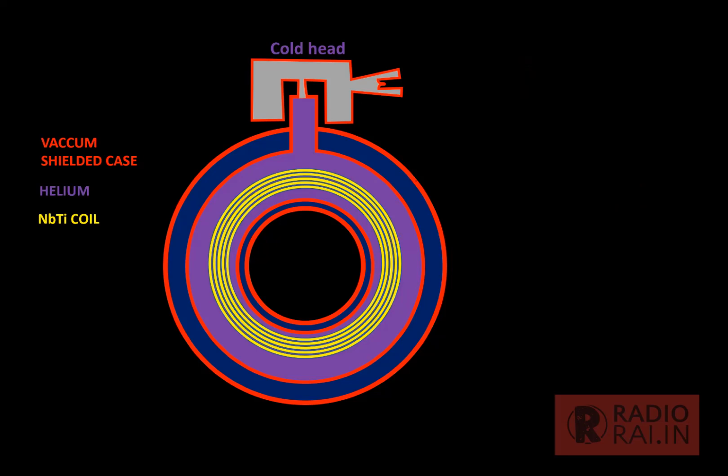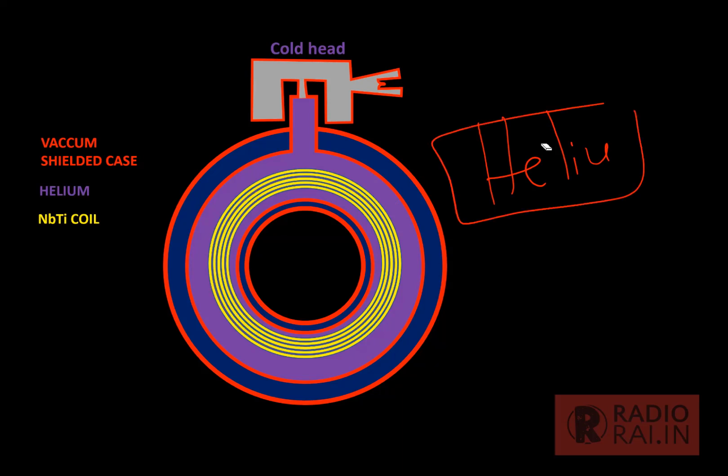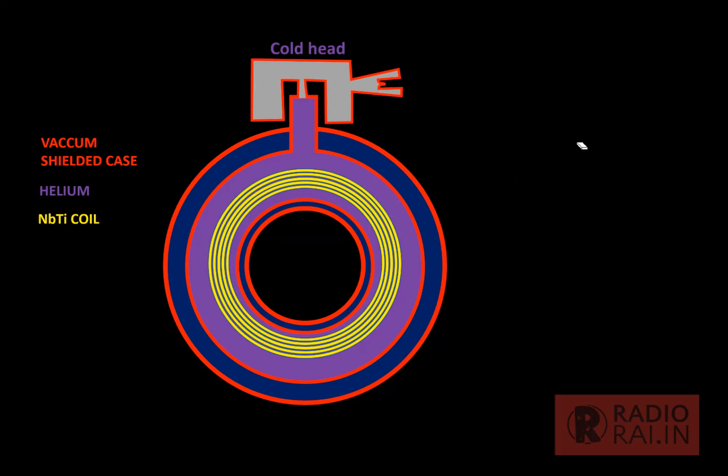Now, how will we stop this helium from getting vaporized? There is helium inside this, around this coil. If it is repeatedly heated up, the vapor will go into the cold head, and this cold head has the capacity to cool this helium back. Whenever the cold head cools the helium, it will be refilled into the tank. So whatever vapor is formed will be refilled into this tank. That is the work of this cold head.